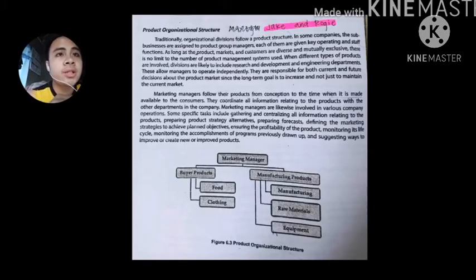Traditionally, organizational divisions follow a product structure. In some companies, the sub-businesses are assigned to product group managers. Each of them is given key operating and staff functions.